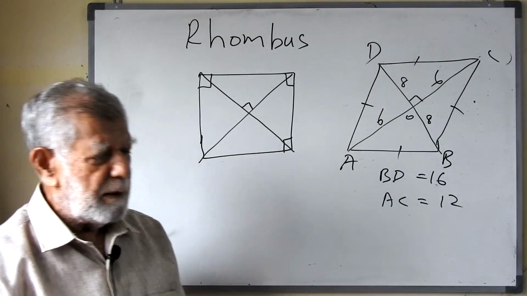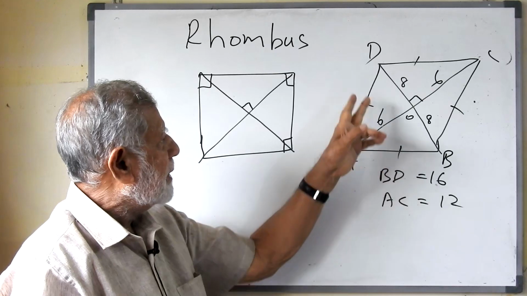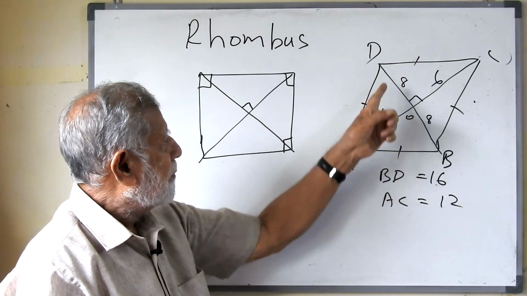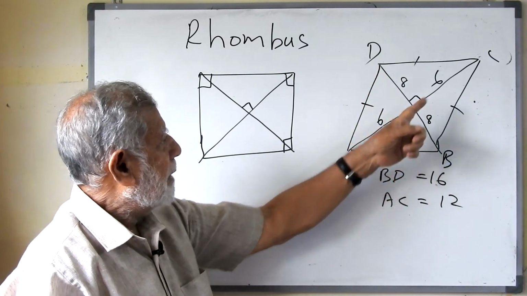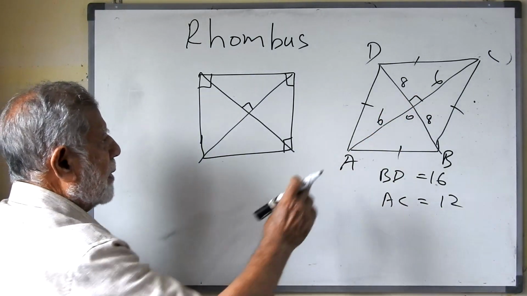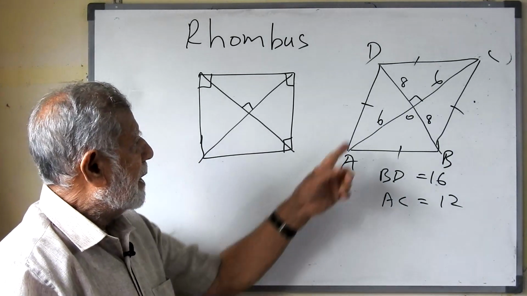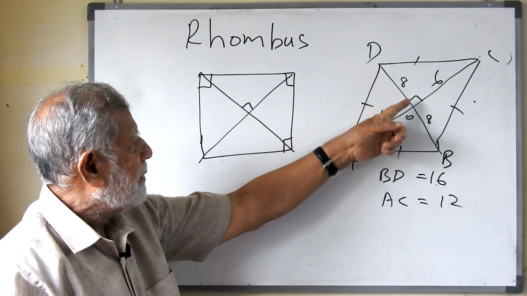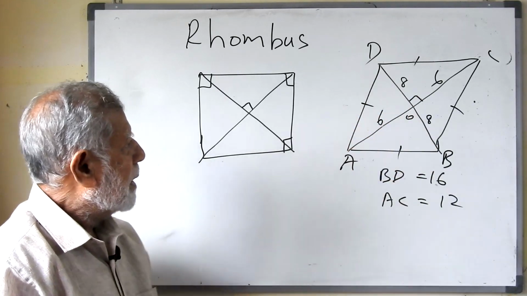Diagonals bisect each other means cutting into two equal parts. So this diagonal is bisecting this diagonal, and this diagonal is bisecting this diagonal. So if the whole thing is 16, this is 8, this is 8. And if the whole thing is 12, this is 6, this is 6. Now can you see, all these four triangles are equal. Because all are right angle triangles, and this is 8, this is 6. Here also, these are right angles, 8, 6, 8, 6, and 8, 6.